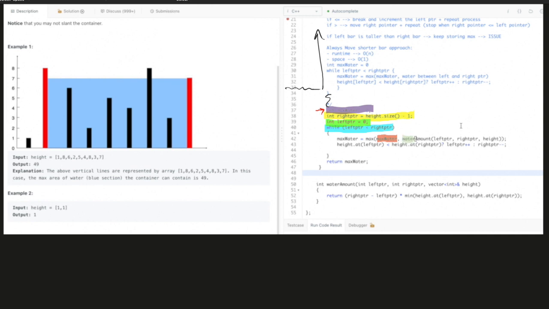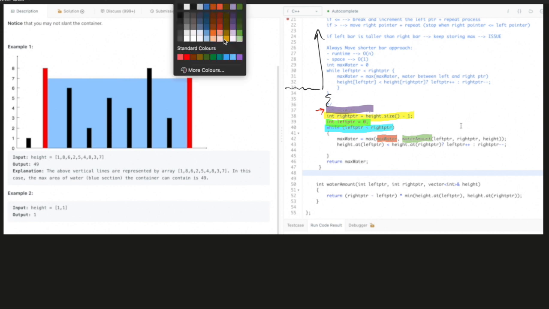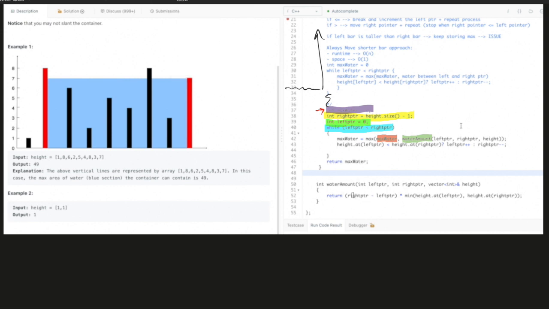So we have this function called water amount, which takes in a left pointer, a right pointer, and height. And what that function does is it just returns the width, which is the right pointer minus left pointer, times the minimum bar height. So we are using a vector over here. In C++, you can use the .at notation to make sure your vector is not being accessed out of bounds. Because if you were to use the operator notation, so the bracket operator, height left like this, this will work as well.